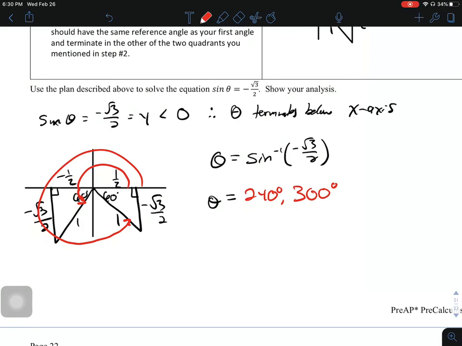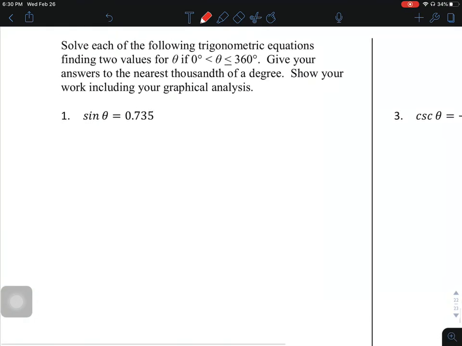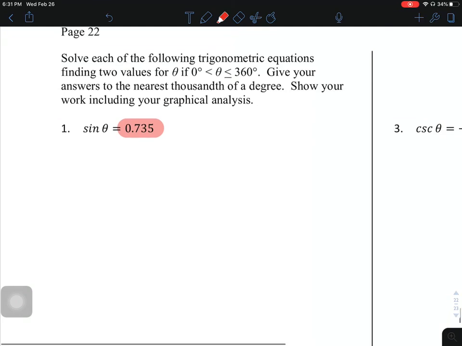Let's try another. This is interesting. Solve each of the following trig equations, finding two values between 0 and 360. Give your answers to the nearest 1,000th of a degree. Show your work, including your graphical analysis. Well, this is going to require a calculator because this is a ratio that we do not recognize from the unit circle. So this is a calculator problem.